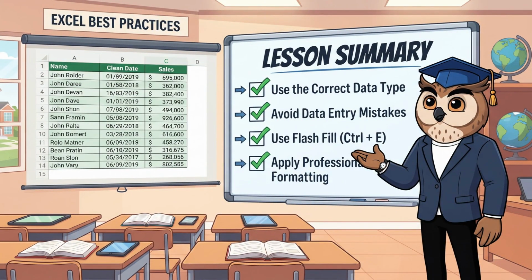Let's review what you learned in this lesson. Excel classifies every entry as text, numbers, or dates, so always make sure you are using the correct data type. A single data entry mistake can affect every formula that follows. Flash fill, using Ctrl+E, is a powerful tool for completing patterns quickly. Finally, good formatting improves readability, makes your worksheets look professional, and helps everyone understand the data more easily.